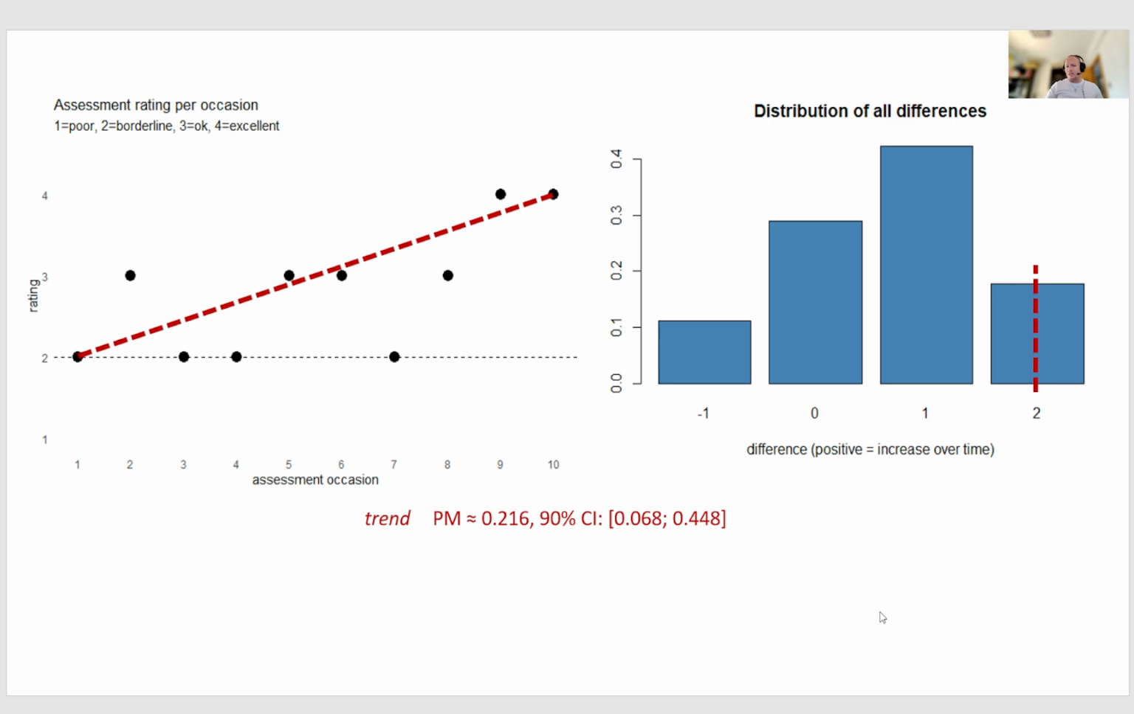And in the next video, I will also explain how you can use these steps and the other steps of the approach that I introduced last week for interrupted time series designs when you actually have a randomized block design. That will be the next video.